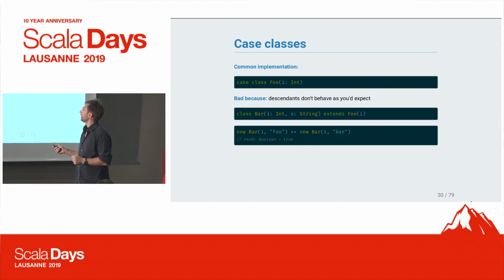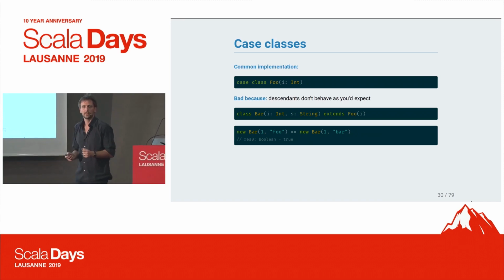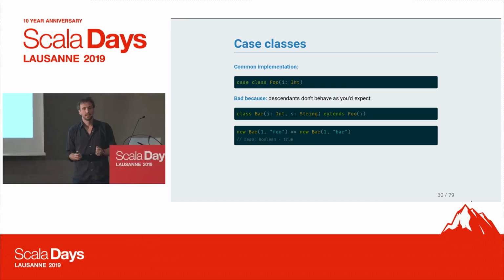I'm allowed to extend it here. And I've created a class bar with two members, i and s, which are instance strings. And i maps to foo's i. That's not a problem. And then we have the additional string member. And this means that this code here is going to compile, and it's going to return true, which is not what anybody sane would expect.